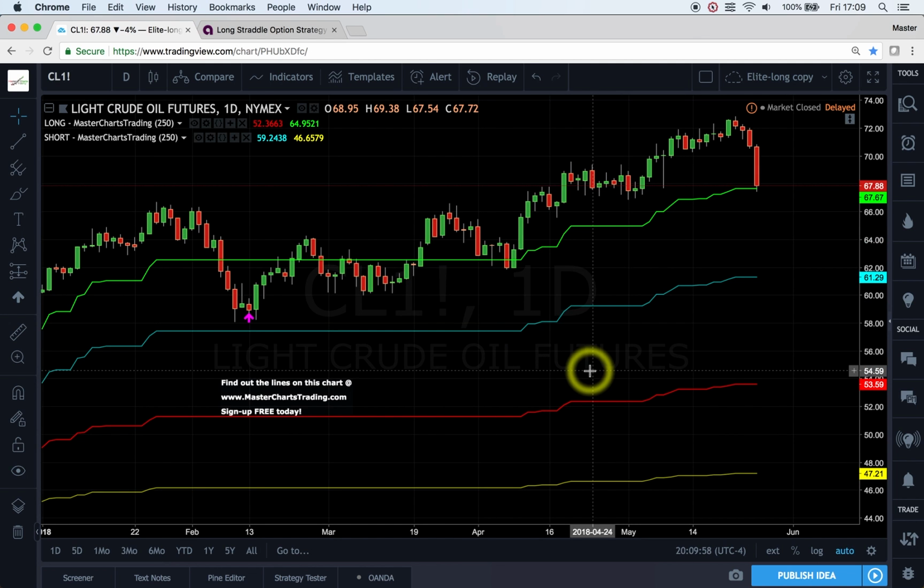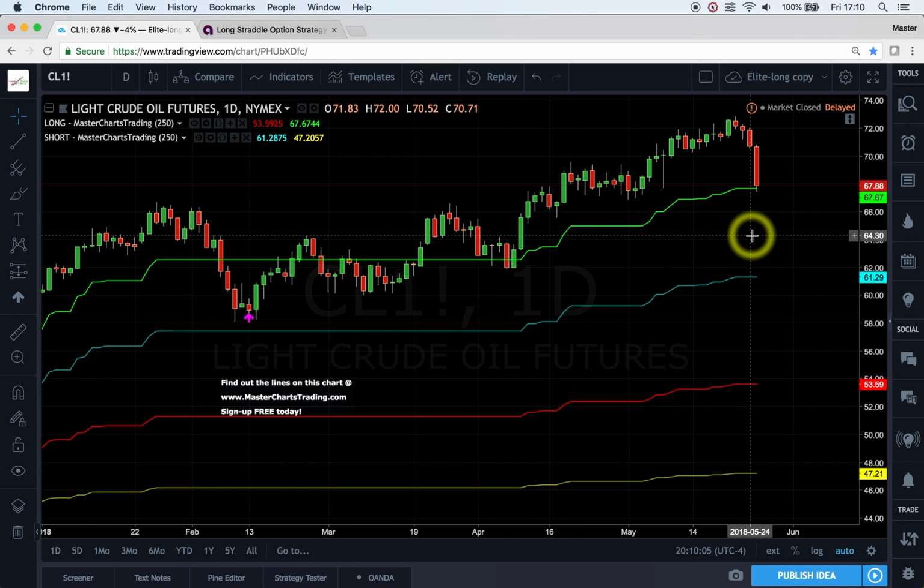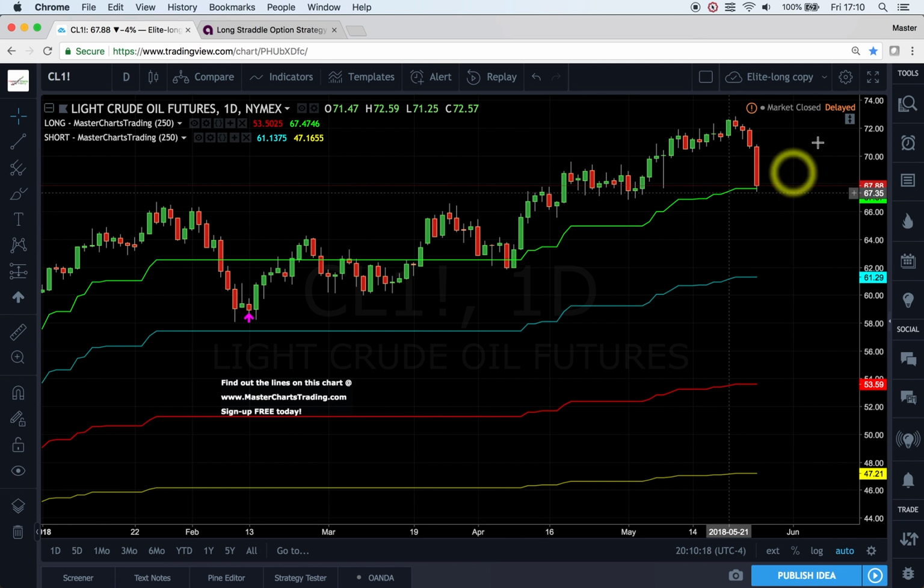Okay, let's continue to commodities. Here's light crude oil futures. We see fresh highs, 52-week highs, and now a pullback. Notice the pullback is coming to one of the indicator lines. This is like a first support and an aggressive long level. So if you are an aggressive trader, this would be a decent place to buy.